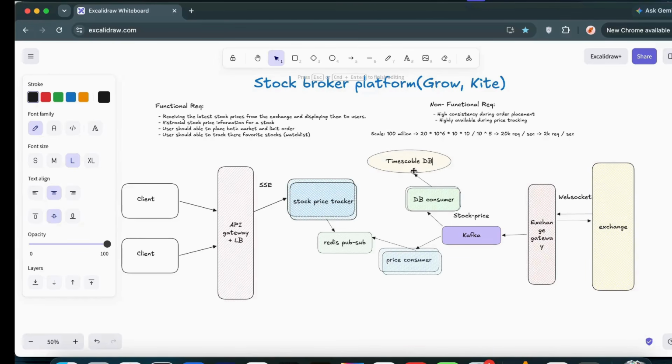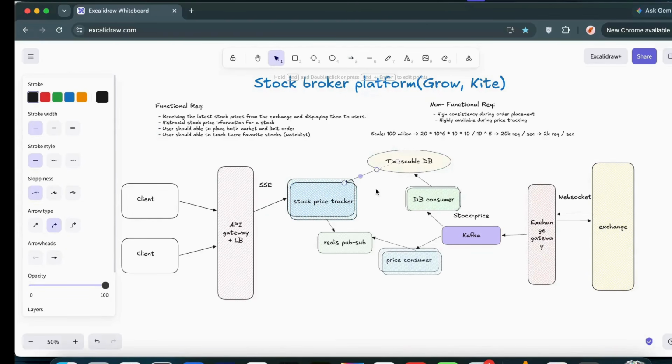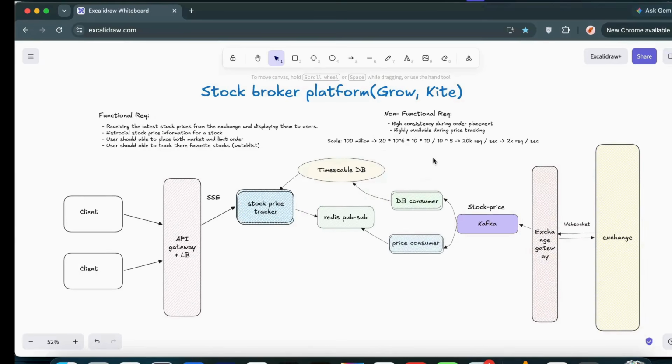So any historical data that we want for this stock price tracker service to feed to the clients, it will directly communicate with this TimescaleDB, and we'll get it back from here and feed it into this one. Okay, yes, just rearrange the things.